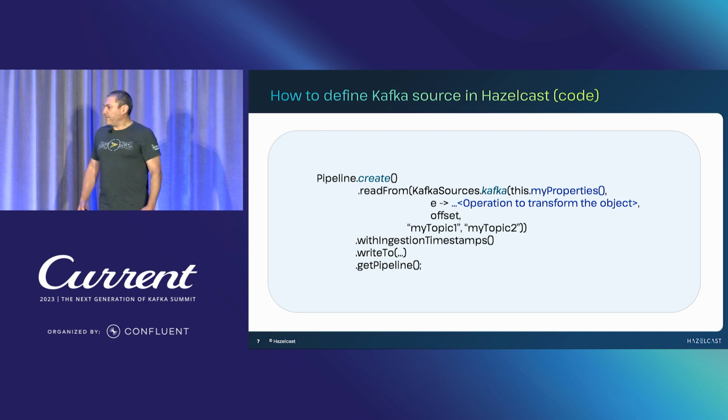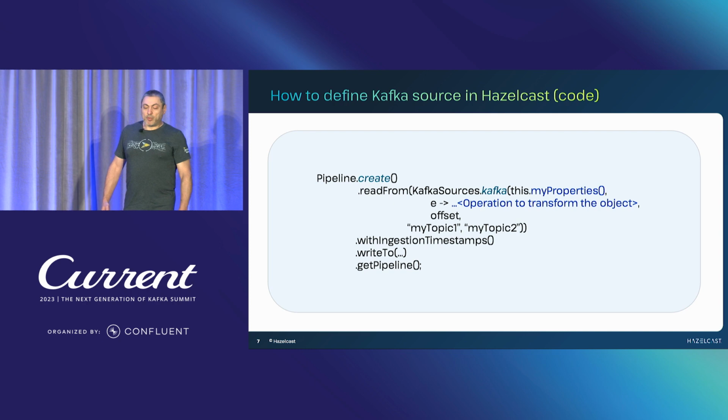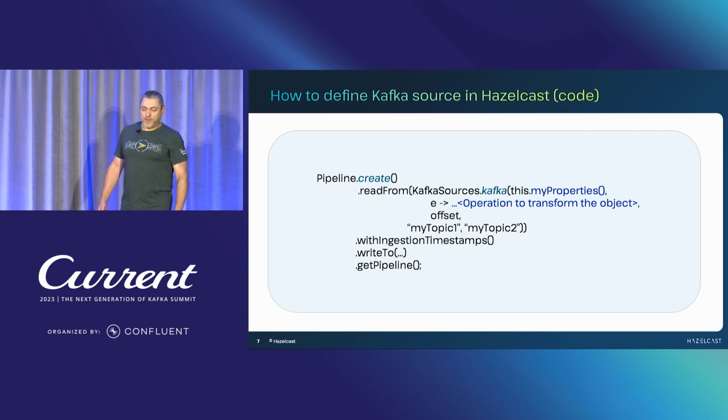In front of us is the sample code of how to configure the pipeline to use Kafka as a source. As you can see here, in the readFrom statement, you simply define the properties like what you would normally do when you define a Kafka consumer. These are classic Kafka consumer properties. You provide them to the readFrom statement, and you supply the offset and a couple of topics to read from, as many as you need to, and voila, you can start streaming the data from Kafka straight into the Hazelcast platform.